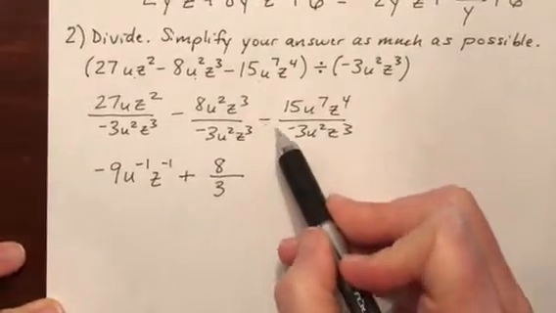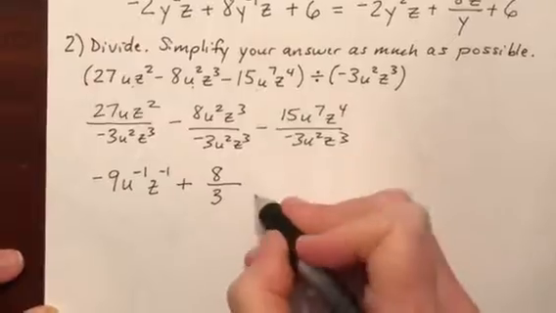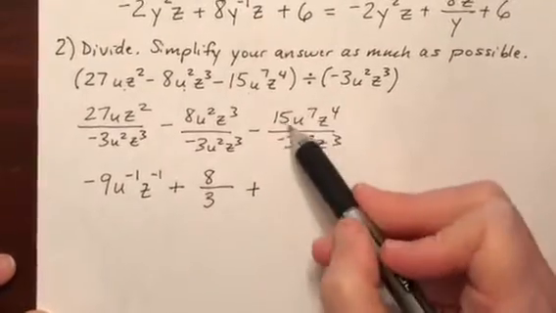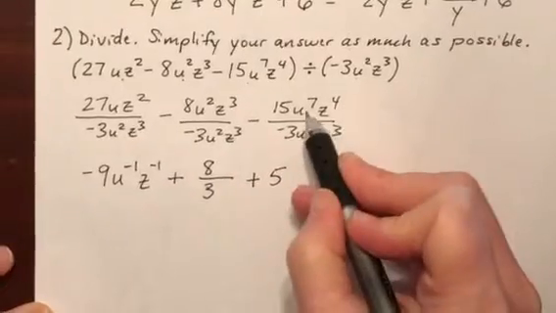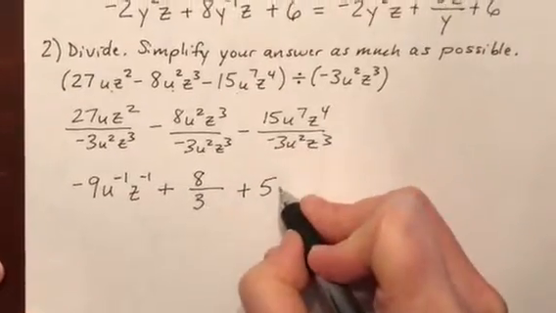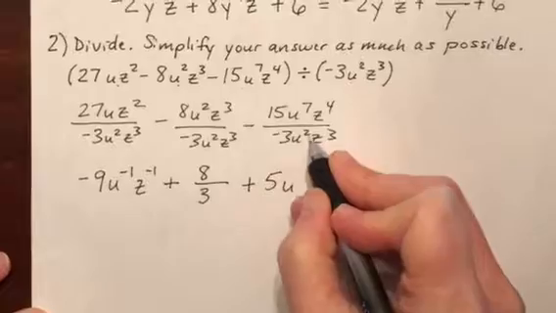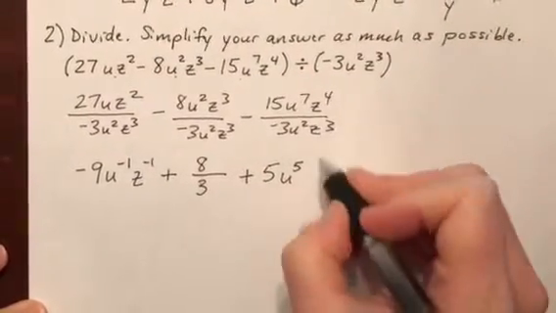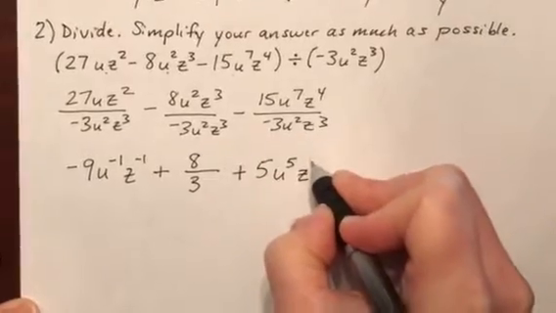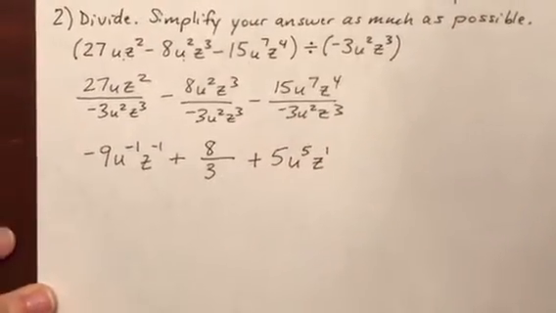Here again I have minus and divided by a negative, so that becomes plus. 15 divided by 3 would be 5. U to the 7th over u squared. I'm subtracting the 7 minus 2, so u to the 5th. And then z to the 4 minus 3 would be z to the 1st, or just z.